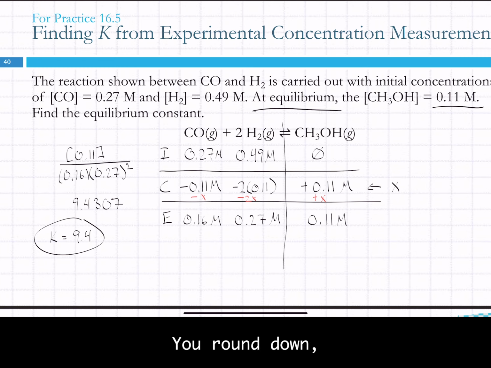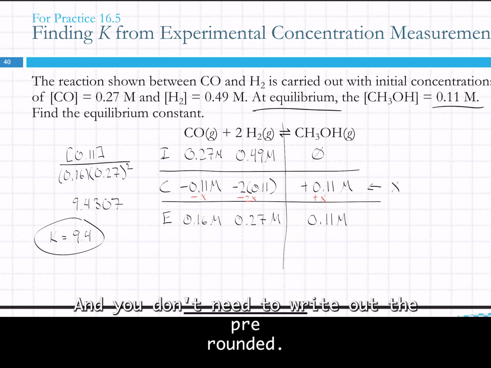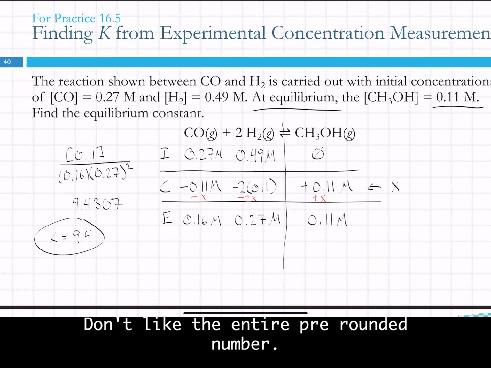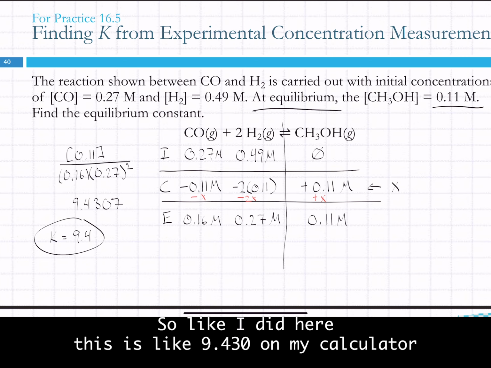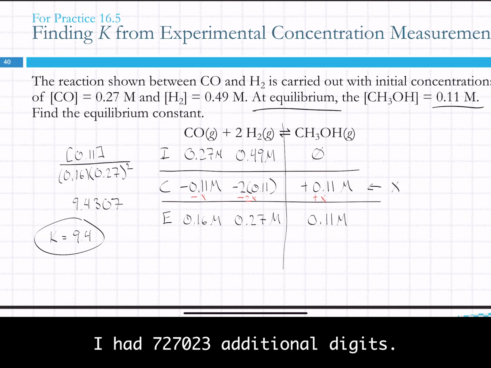Especially something like that, it's not super easy to calculate to make sure. So always write out, and you don't need to write out the entire pre-rounded number. So like I did here, this is like 9.430 on my calculator, with additional digits, just like 5 or 6. You don't have to go crazy.